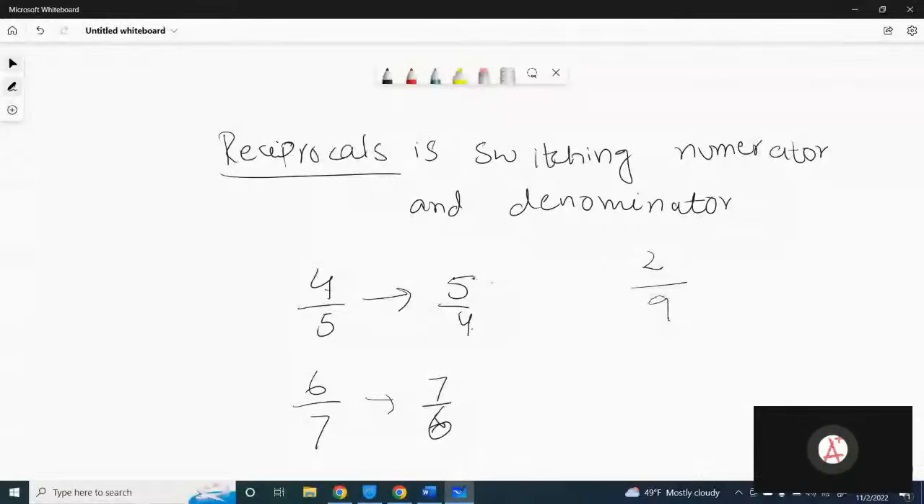Okay, now the next one is 2 by 9. So what would be the reciprocal? It would be 9 over 2. Got it? You just have to switch both the values, numerator and denominator. So if it is 2 by 9, then the reciprocal is 9 over 2. Got it?